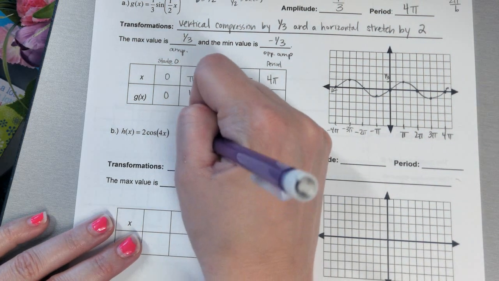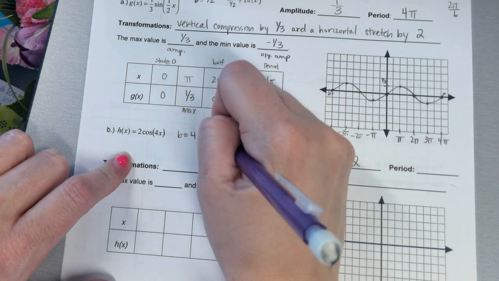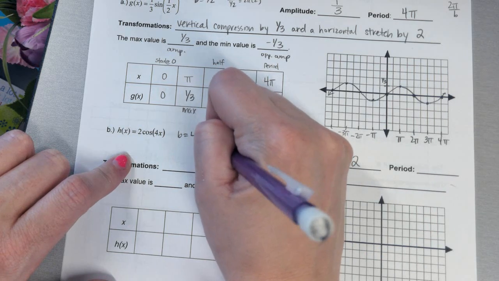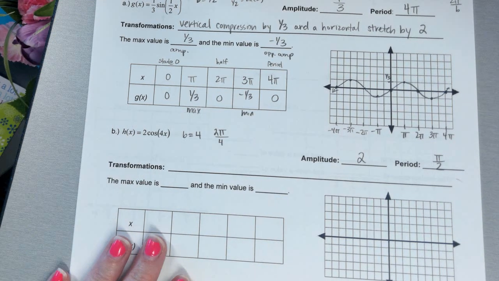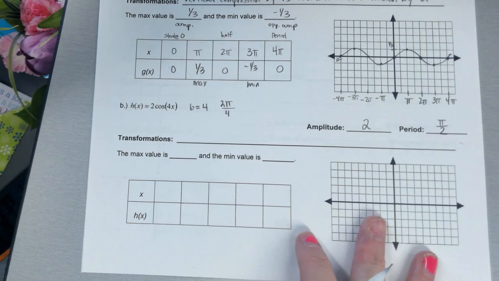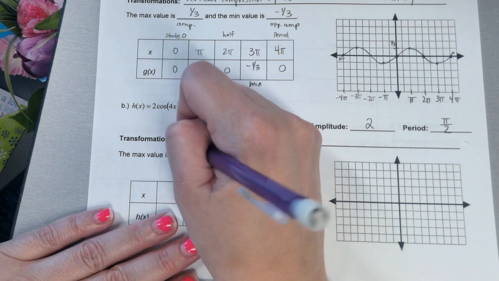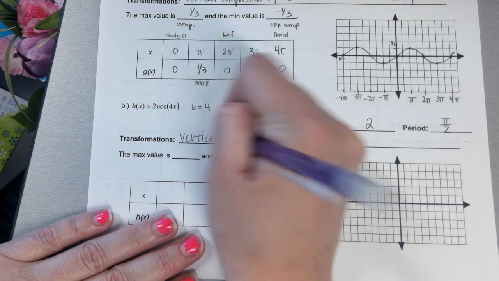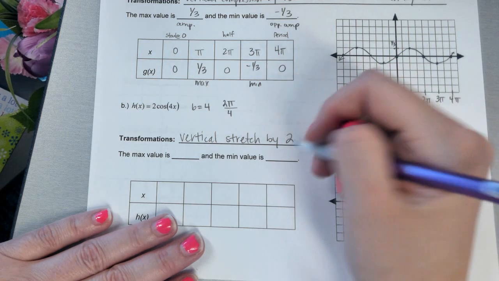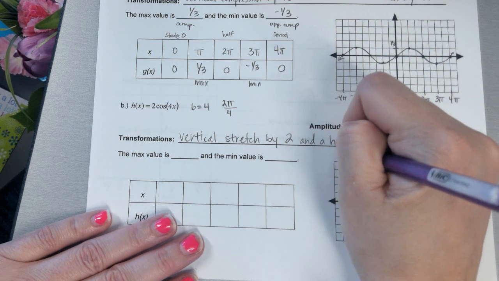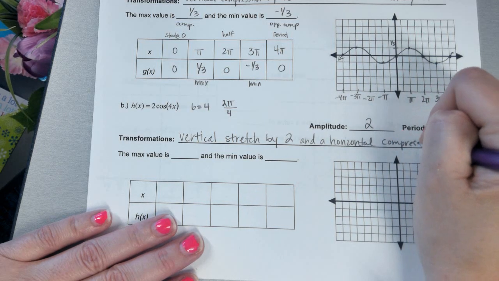So I like to identify what my b value is. My amplitude is going to be 2. My period is 2 pi over b, so this is going to reduce to pi over 2. So you do have to make sure that you have the reduced form. Okay? The transformations: there is a vertical, is it a stretch or compression? Stretch, great. By 2, vertical stretch by 2, and a horizontal what? Great. Horizontal compression by 1/4.